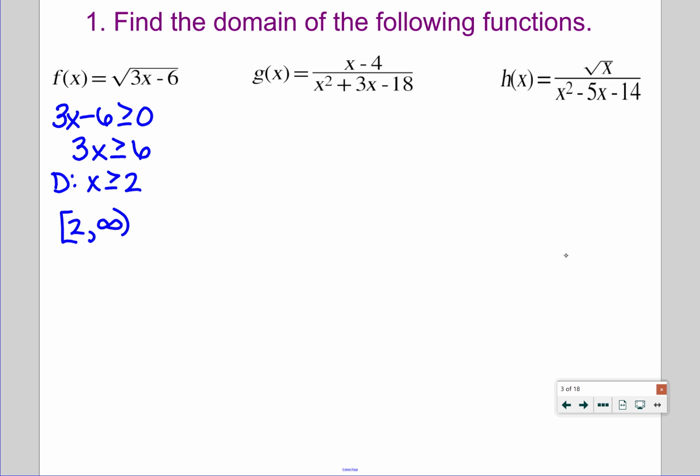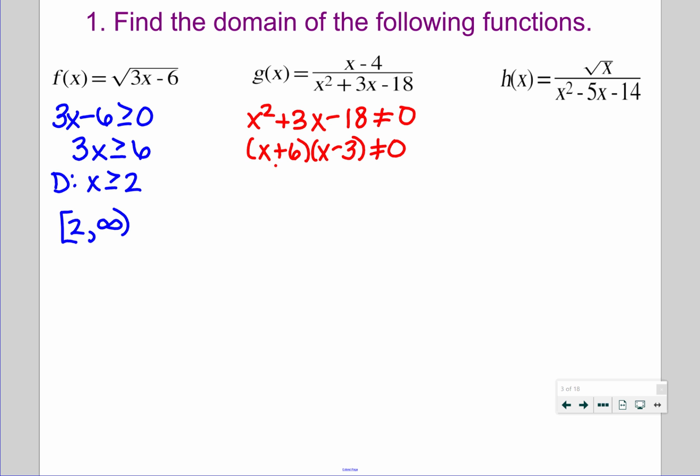Function g now. This one has a denominator. Your denominator cannot equal 0. So again, to solve, in this case we're solving for the restrictions, we're going to take our denominator and say it cannot equal 0. We have a quadratic, we can factor it. Here we have a trinomial, so we're looking for two numbers that multiply to negative 18 and add to 3. That's positive 6 and negative 3. And then if I set each of those parentheses equal to 0, I'll get my two restrictions at negative 6 and positive 3. So my domain is all real numbers except for those two values.